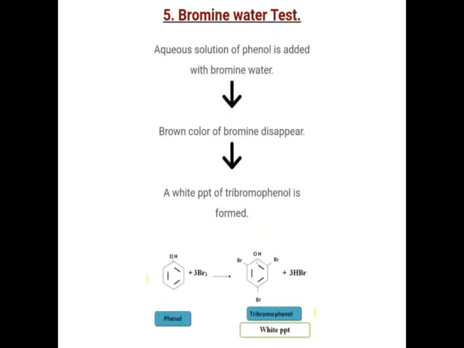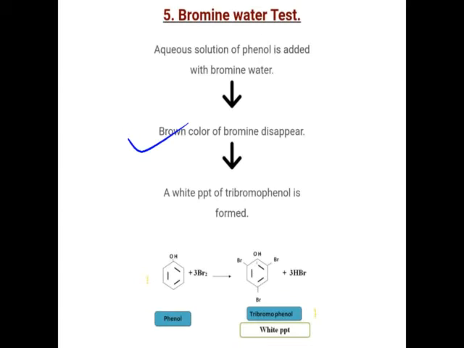Then fifth test, that is the bromine water test. Okay, so in the bromine water test, we have to take aqueous solution of phenol and we have to add bromine water. Take bromine and water, that becomes bromine water. Aqueous solution means take phenol and add a small amount of water; it becomes the aqueous solution of phenol. So in the test tube we have to take aqueous solution of phenol. Into that we have to add bromine water.